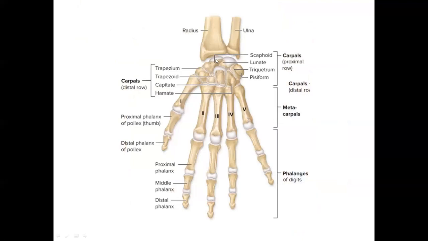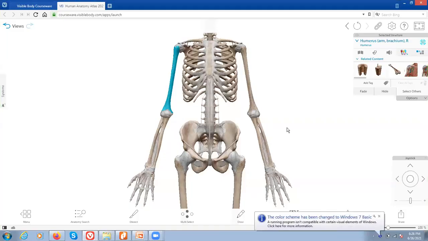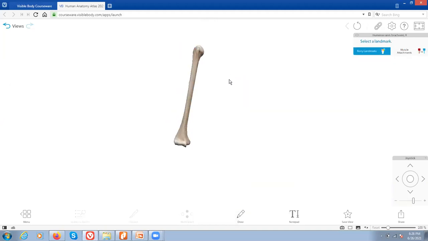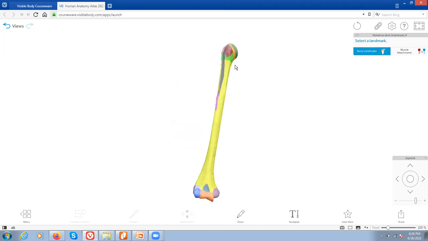We also are going to take a look at the hand. So we've got the carpals, which are your wrist bones. Then the palm of your hand is made of your metacarpals, and then your finger bones are called phalanges. Let's take a look at them in 3D. So starting here with the humerus, we're going to go ahead and isolate that humerus and look at some of its features.